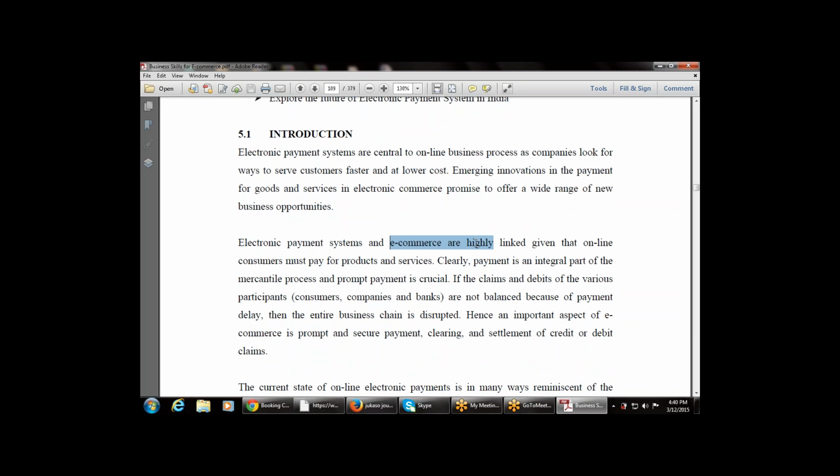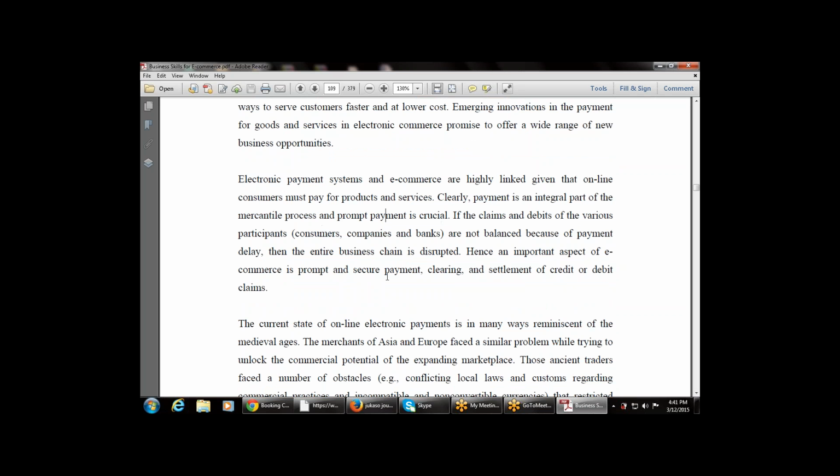Then e-payment system and e-commerce are highly linked, given that online consumers must pay for products and services. So e-payment system and e-commerce are closely related with each other. Why are they closely related? Because whenever there is e-commerce, that is trading of goods and services, only then are we using the payment system, we are doing the payment. So the e-payment system and e-commerce are highly related with each other.